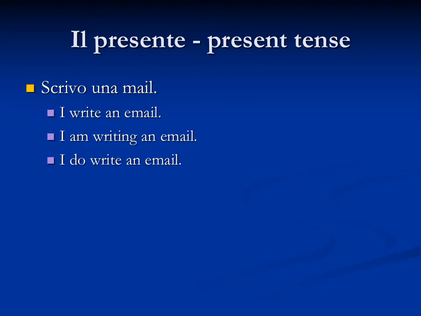Looking at the present tense expression, scrivo una mail, it could be translated to "I write an email," "I am writing an email," or "I do write an email." Also, this expression, scrivo una mail, could be meant to indicate something that's going to occur in the near future.